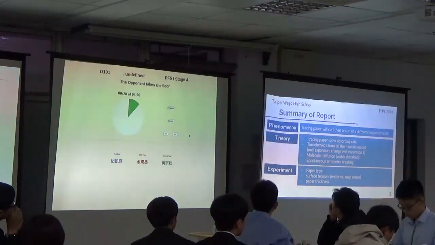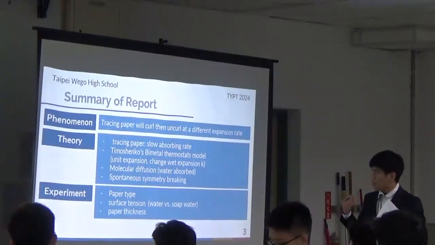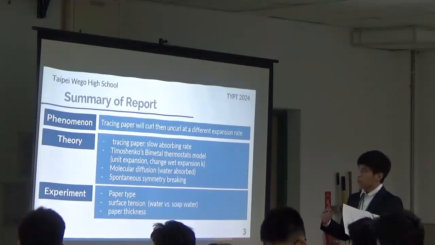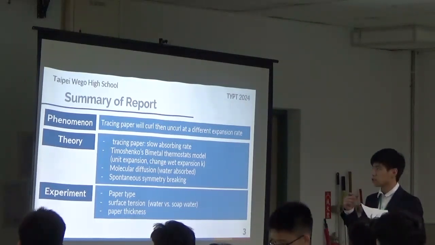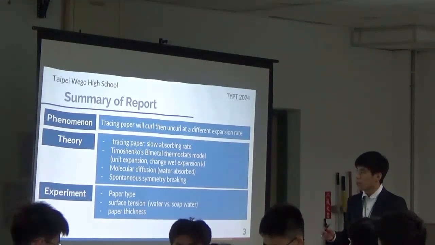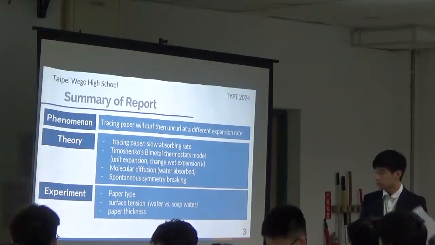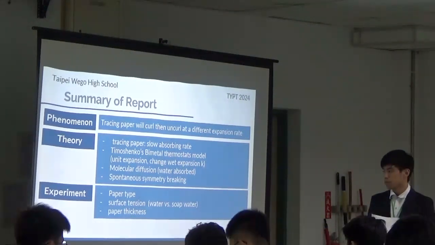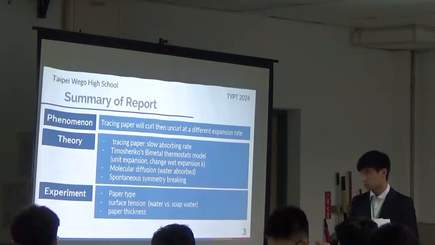So here's a summary of the report. For the phenomenon, the tracing paper will curl and uncurl at a different expansion rate. And here's the theory. The tracing paper absorbs the water at a slow rate. And they used Timoshenko's bimetal thermostat model. Also they mentioned molecular diffusion and spontaneous symmetry breaking. And for the experiment, they conducted experiments on paper type, surface tension, and paper thickness.